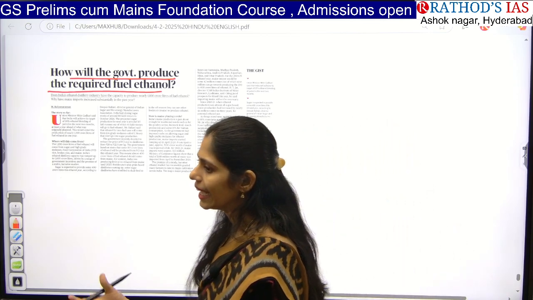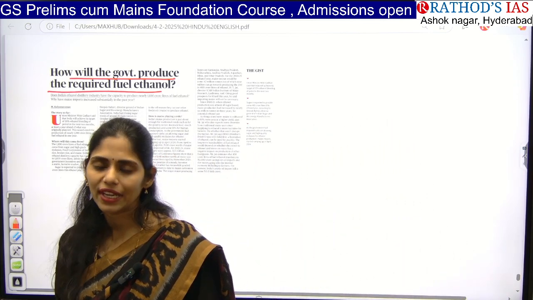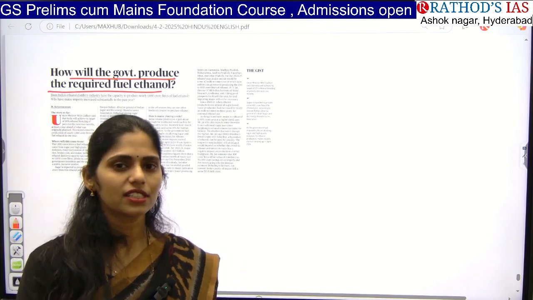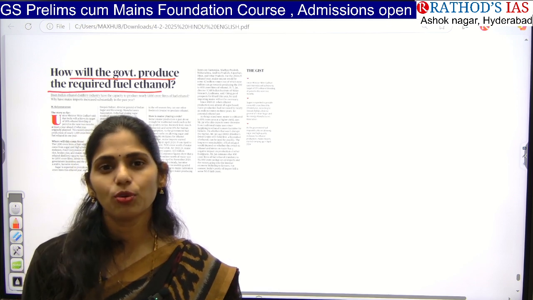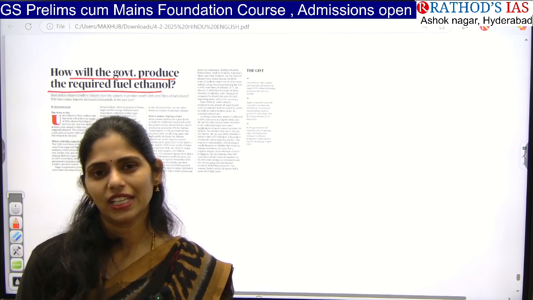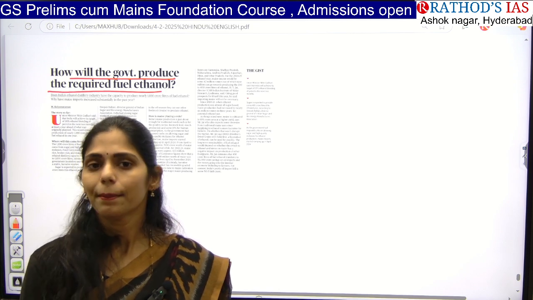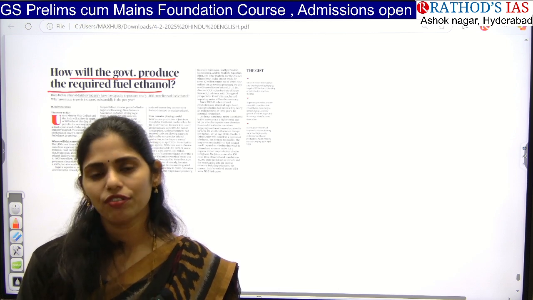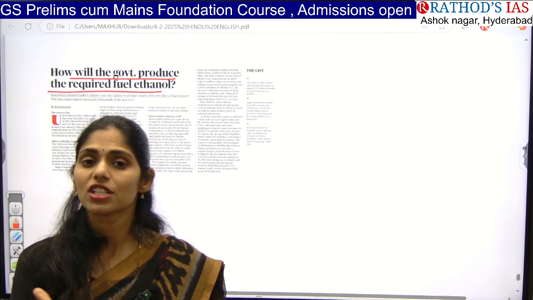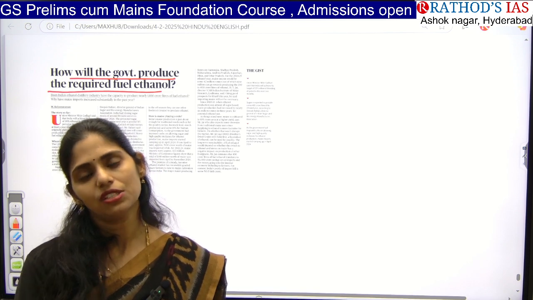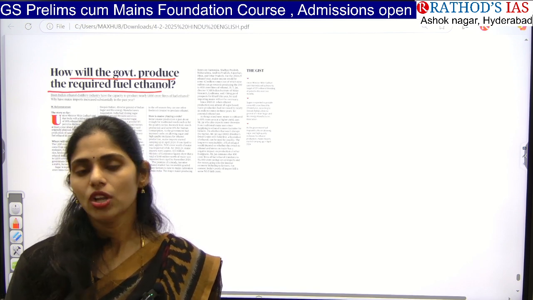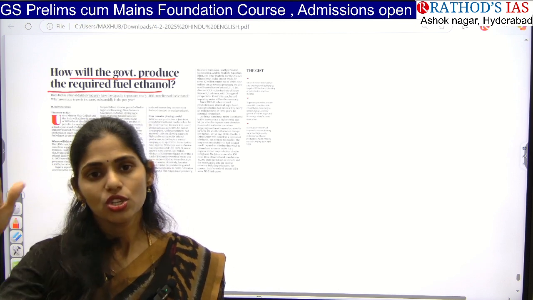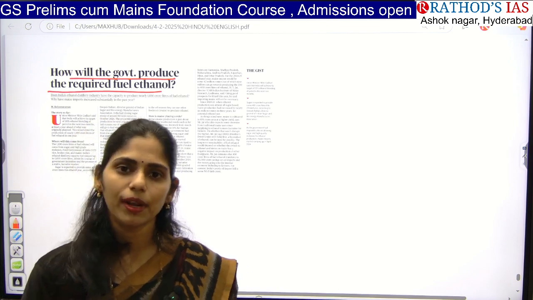If you use petrol directly in your vehicles, it will not burn completely. Because of this, you get smoke with black soot, that is PM 2.5 and PM 10, released into the environment. If you use this blending of ethanol, that is 20% ethanol blended with petrol, it will allow for the complete combustion of the petrol. So even the residues released into our environment will be reduced, and we can also reduce vehicular pollution.